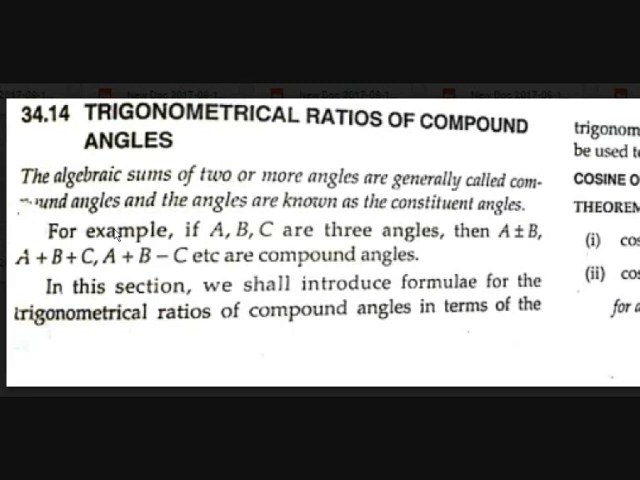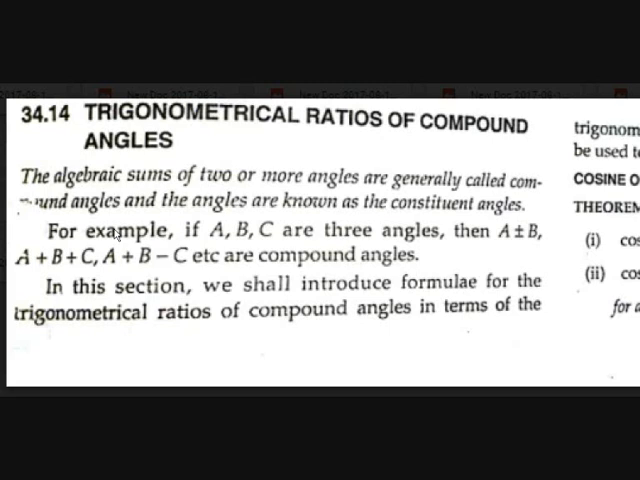Okay, how can we represent these compound angles? Let's take an example. Imagine there are three angles A, B and C, and there are some special angles like A plus or minus B, A plus B plus C, A plus B minus C, etc. Then those angles are called compound angles.